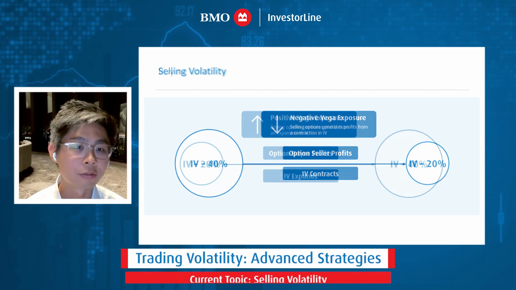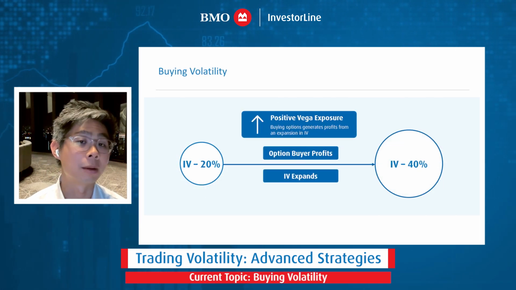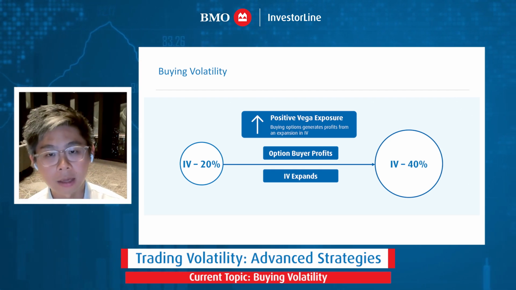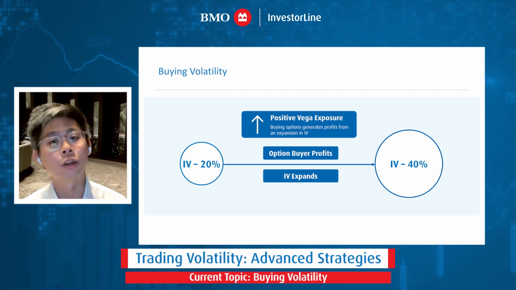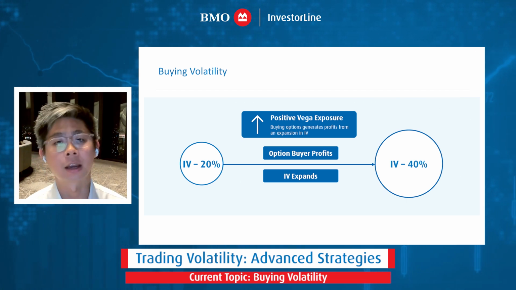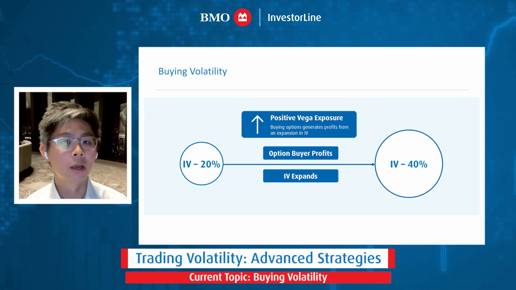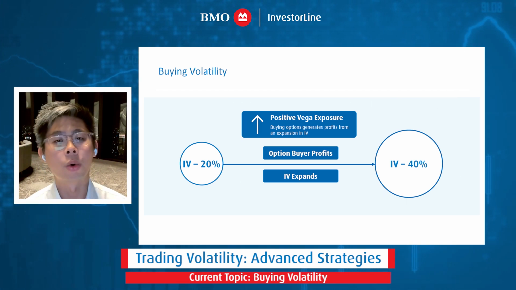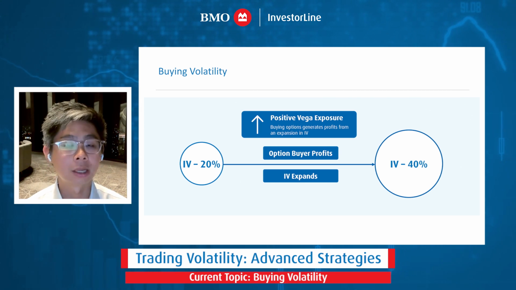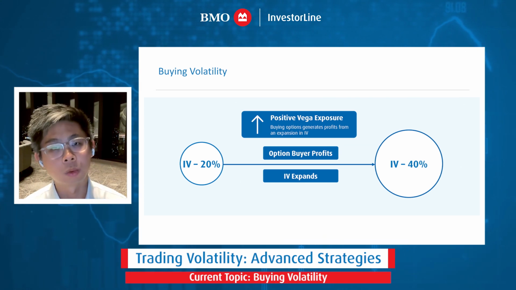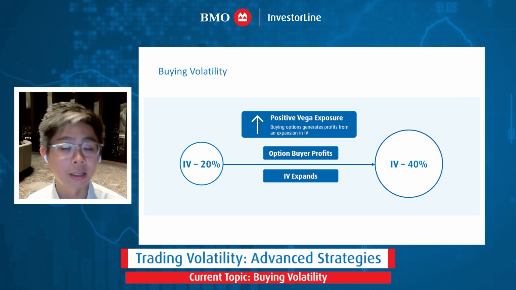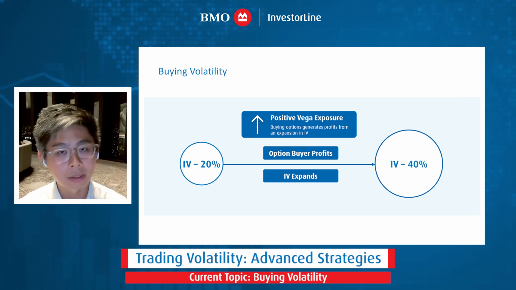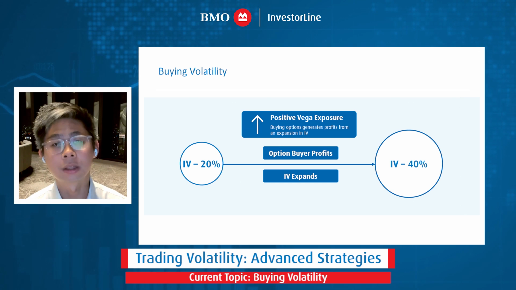And then conversely, on the flip side, you could have a view that implied volatility is going to expand in the future. Now, we typically see implied volatility expand going into some type of economic event, such as the U.S. election or the FOMC meeting. We tend to see implied volatility slowly increase in value as we approach that event itself. And once the event happens, that's when we tend to see that volatility crush.